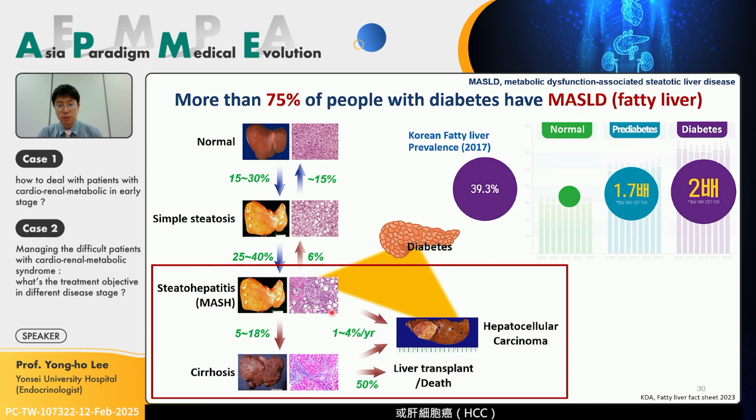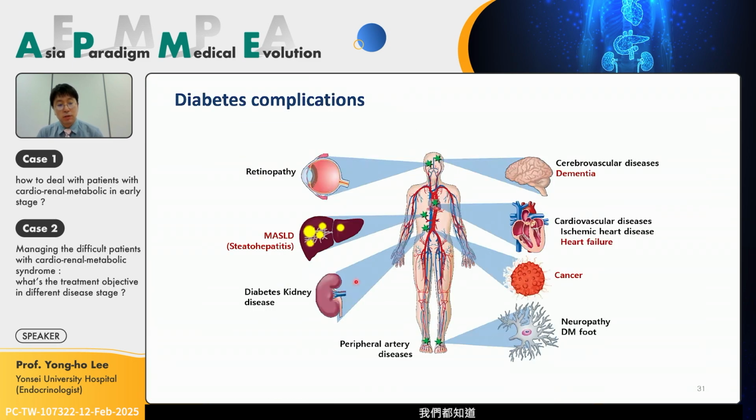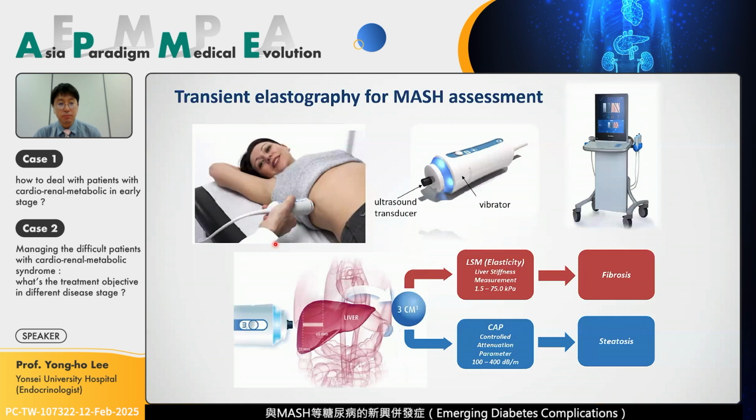So you know there are macrovascular and microvascular diabetic complications, but these days many researchers are focusing on dementia, heart failure, cancer, and MASLD or MASH as emerging diabetes complications. Many clinics in Korea are using transient elastography, shown here, or FibroScan for MASH assessment. When we use this probe on patients, we can indirectly measure fibrosis and steatosis.